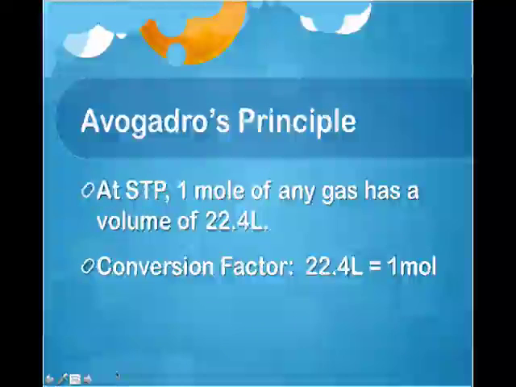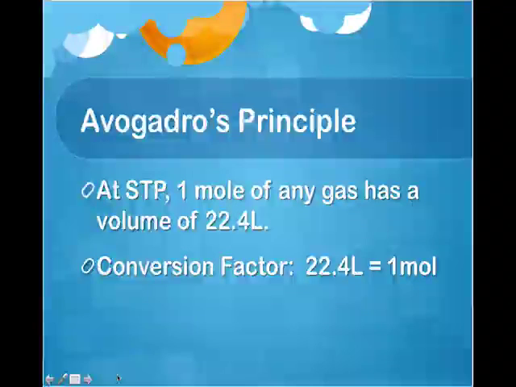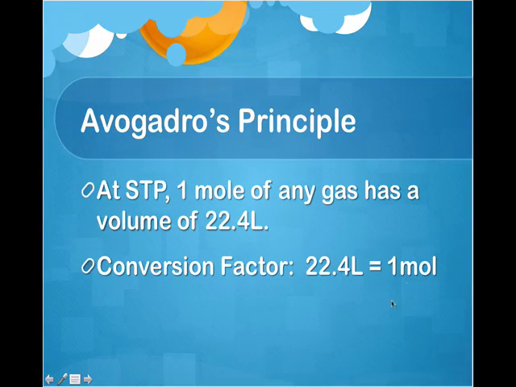We talked about it when we did the ideal gas law, and we also used it in the lab that we just did. But Avogadro's principle, he found out that at STP, 1 mole of any gas has a volume of 22.4 liters. This is helpful for us because we get to use a conversion factor right here. It says that 1 mole of any gas is 22.4 liters. So this conversion factor will help us out when we're trying to convert between moles and liters. It'll make it a little faster than having to use PV equals nRT every time.